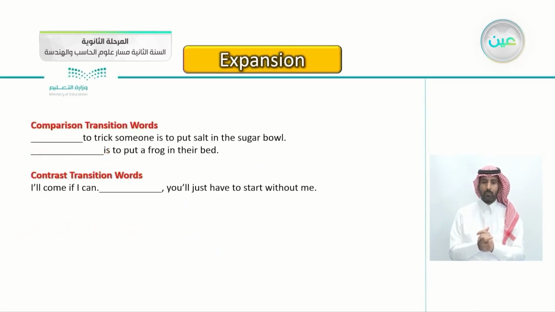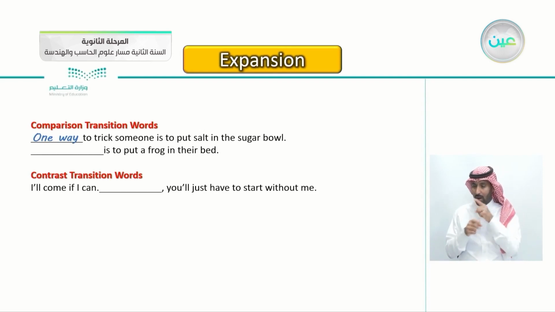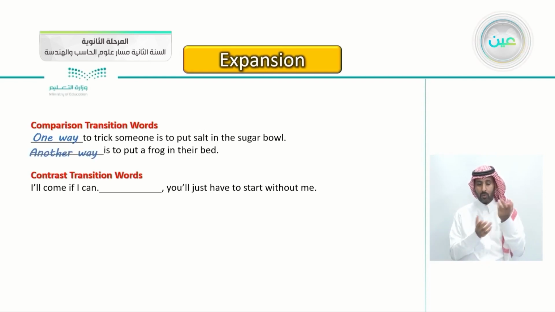Comparison transition words here. To trick someone is to put salt in the sugar bowl. Comparison here. So, yes, one way to trick someone is to put salt in the sugar bowl. Is to put a frog in their bed. So another comparison transition word here is another way. Another way is to put a frog in their bed.